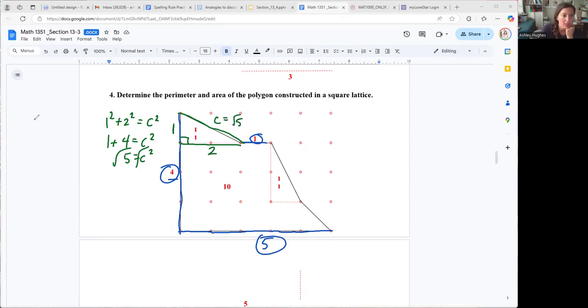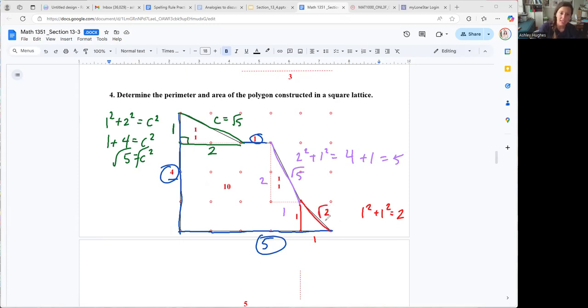And then if I want to find the other slanted part, this is 2 and this is 1. Then I have 2 squared plus 1 squared equals 4 plus 1. Same thing, so that's the square root of 5. And then one more slanted piece. This one is 1 and 1, so 1 squared plus 1 squared is 1 plus 1, which is 2. So it's the square root of 2.